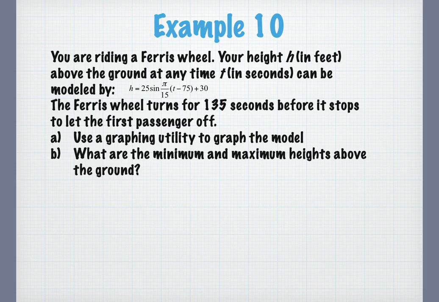The Ferris wheel turns for 135 seconds before it stops to let the first passenger off. It says use a graphing utility to graph the model. So take out your calculators, and we're going to plug in this whole model. What mode does your calculator have to be in? Radians. There's no degree symbol on this, okay?